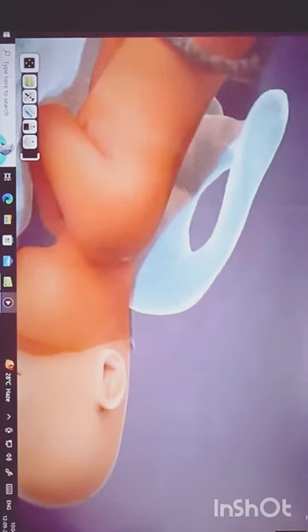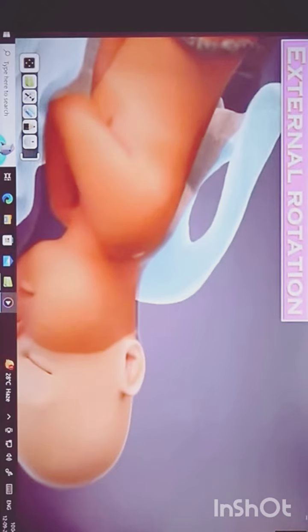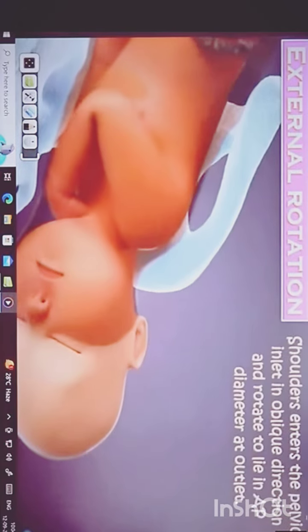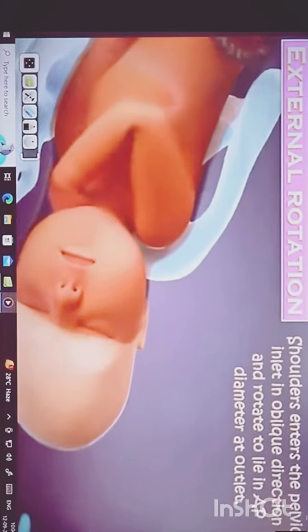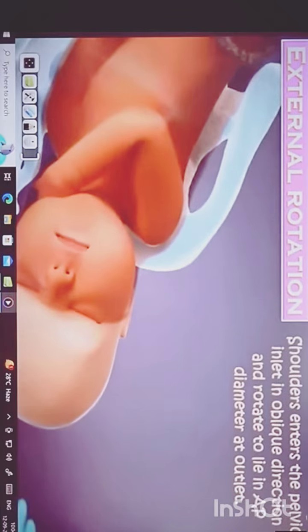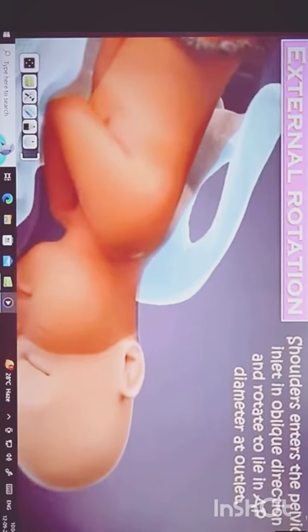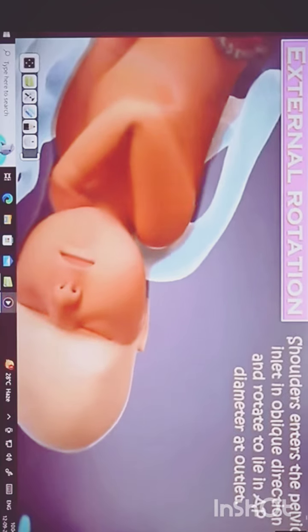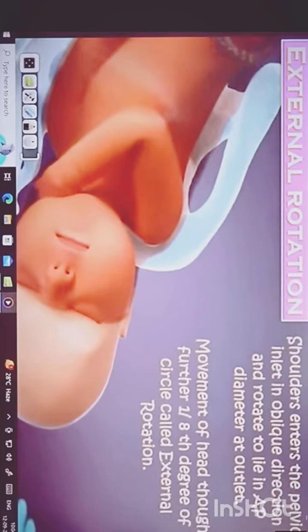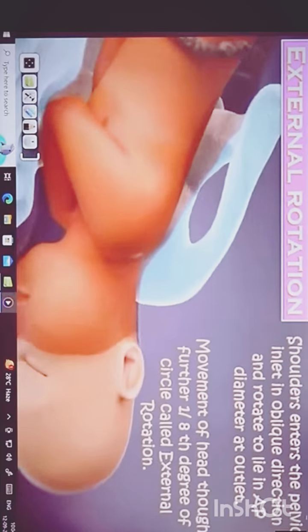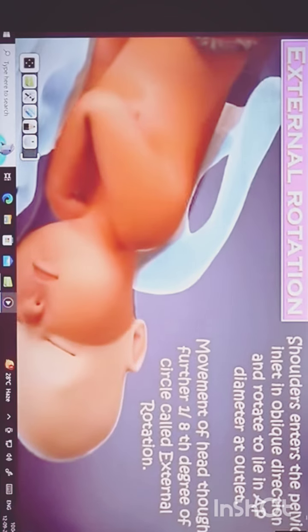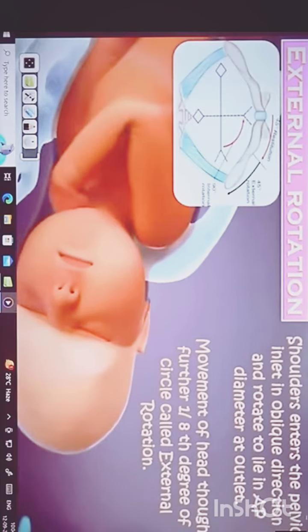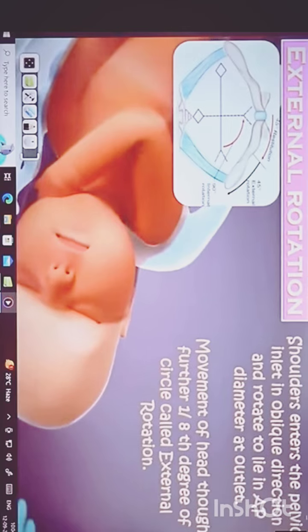Next stage is that of external rotation. Shoulders enter the pelvic inlet in an oblique direction and rotate to lie in the anteroposterior diameter at the outlet. This internal rotation of the shoulders is exhibited externally by movement of the head through a further 1/8 of the circle, and that is called external rotation. So external rotation is a further 45-degree posterior rotation.